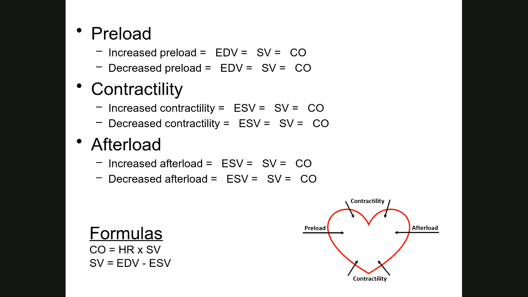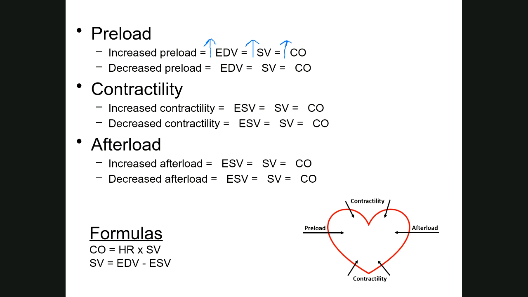So if preload increases, maybe because you're exercising or whatever, that's going to set up a situation where the EDV is going to increase because blood is returning to the heart faster, so the heart's going to fill faster, and EDV increases. And when our EDV increases, if you look down here at this formula, if this number increases, assuming everything else remains the same, that's going to cause an increase in stroke volume. And if you look at our formula for calculating cardiac output, if stroke volume increases, we're going to get an increase in cardiac output as well.